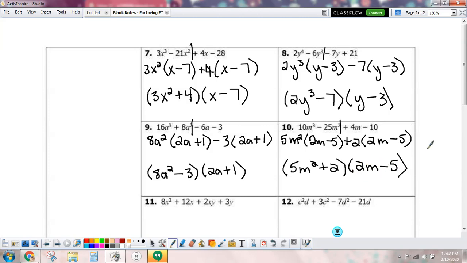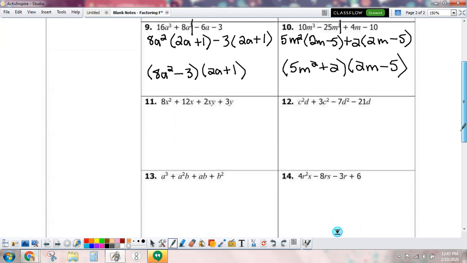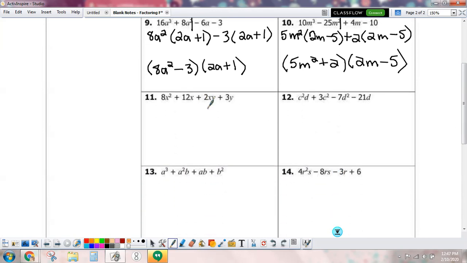All right, for 11, now we have two different variables, and that's okay. We're still going to split this right here. So we have 8x squared and 12x, and that leaves us with a 4x as our greatest common factor. And then I'm going to be left with 2x plus 3. And on the other side, I have 2xy and 3y. My common factor here is y. So I'm going to put y on the outside. And then I'm left with 2x plus 3.